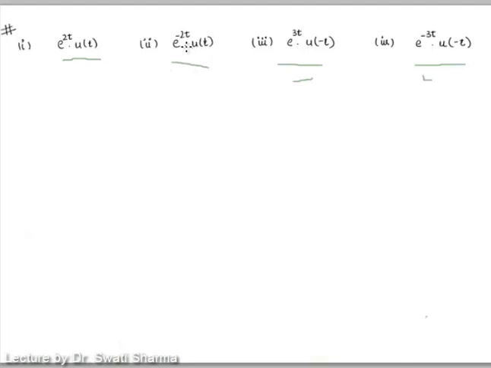And similarly, whatever the graph is for the decaying exponential, when it is multiplied by u of t, we will only be left with the positive time axis part. Here the rising exponential, when multiplied by u of minus t, will only be left with the negative time axis part, and here also we will only be left with the negative time axis part. So the graphs would look like this.